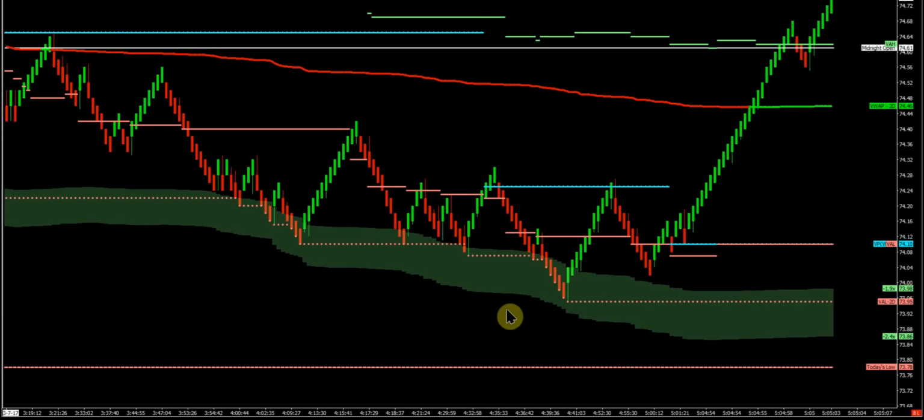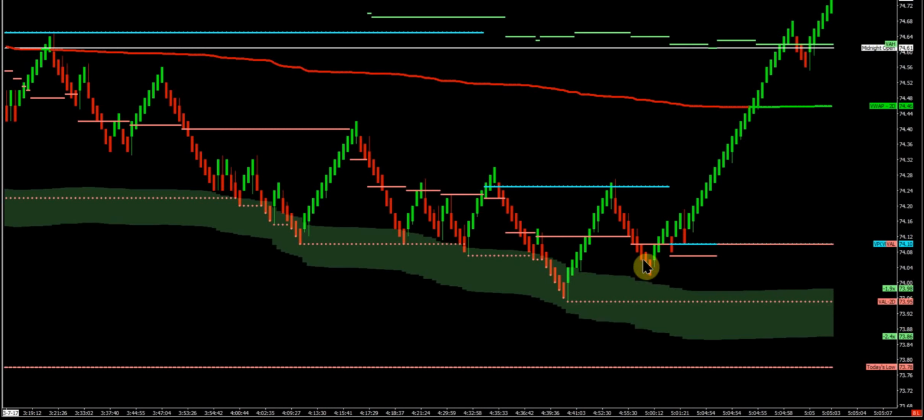Now all of a sudden you get a VPOC right here, right? Comes back, rejects the VPOC, more short. Comes back, rejects it, more short, okay? So you're short from way up here, say 74.60. So you're shorting VWAP, excuse me, 74.60, coming down. That's a $500 move right there, okay?